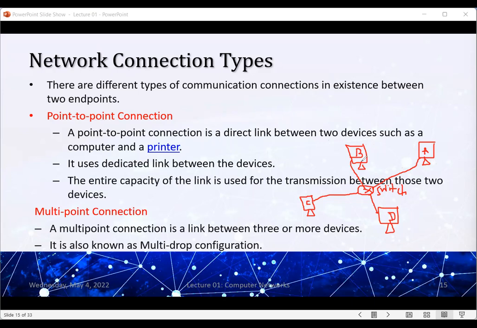So let's say this B has a message and it needs to forward it to other devices. So simply B sends the message to the switch and the switch sends the message to all other devices simultaneously. In the multi-point connection, a device can communicate with others parallelly.